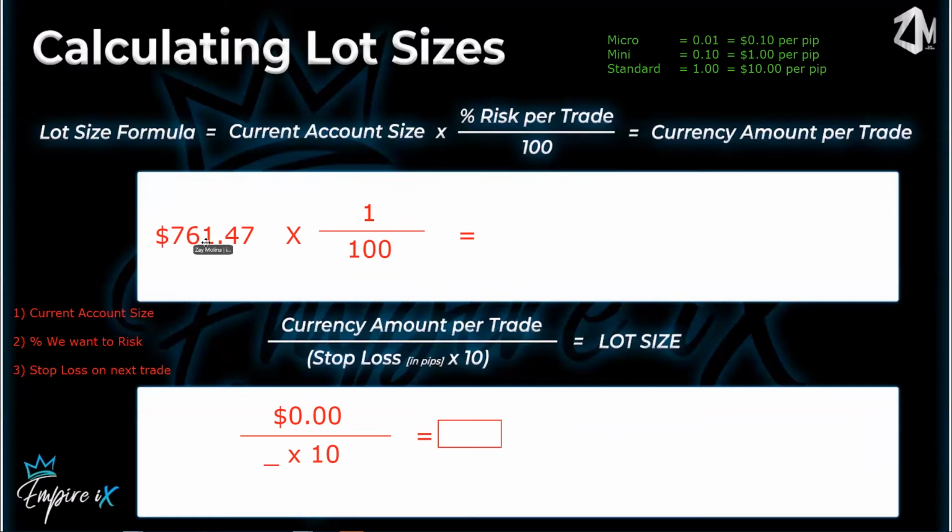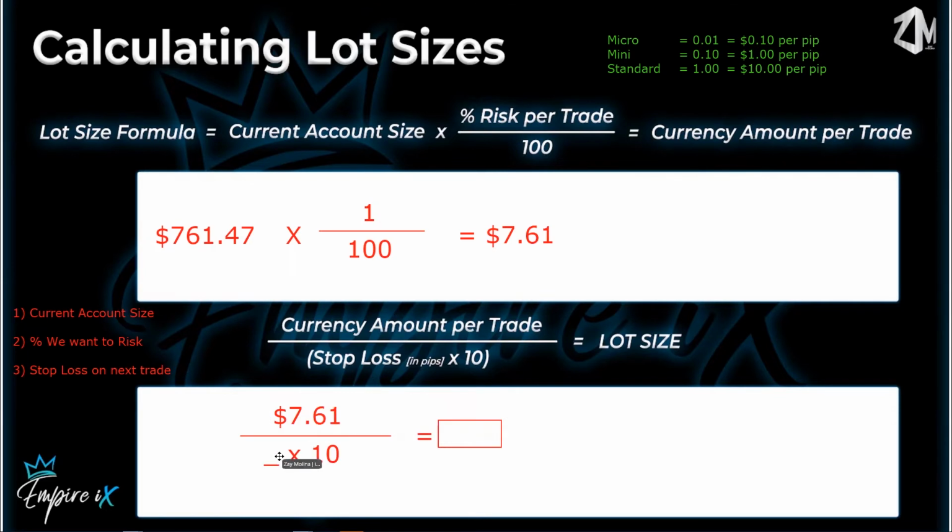So we take $761.47, we multiply times 1, which is our percent risk per trade, over 100. And this is going to give us $7.61. That is how much we want to risk on the very next trade. So what we want to do is take this $7.61 and put it in over here as our current account size.